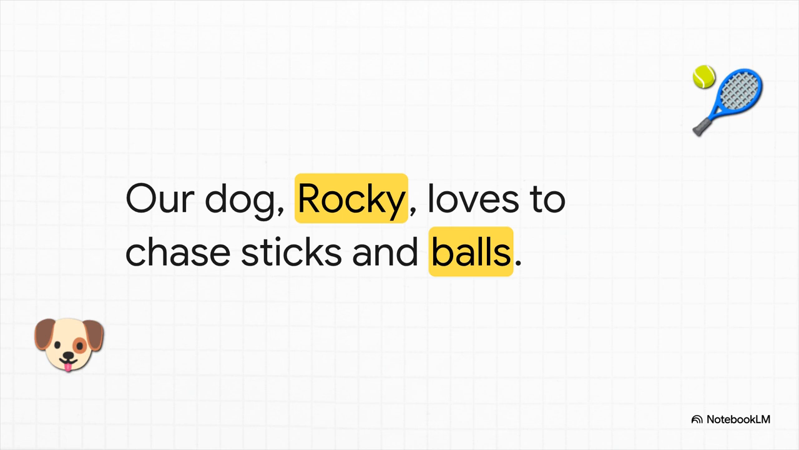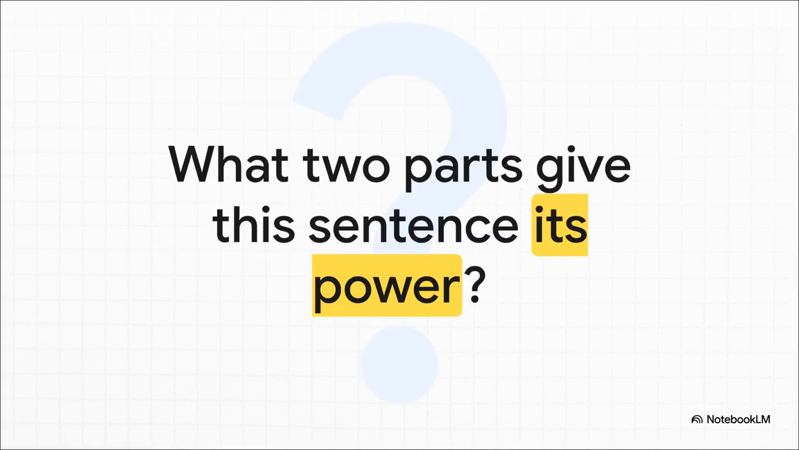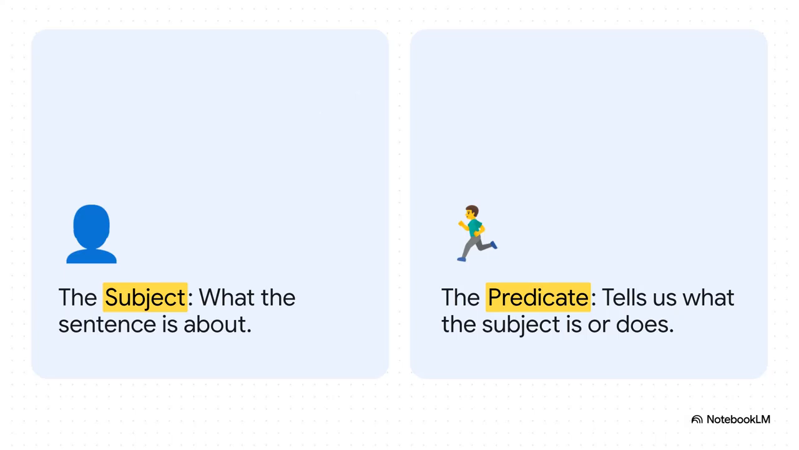Seems pretty straightforward, right? But what actually gives it that power? What are the two core pieces that are holding it all together and making it a complete idea? Let's break it down. And here they are, the subject and the predicate. It's really that simple. The subject, that's just what the sentence is about. It's the star of the show. And then you have the predicate, which tells us what the subject is or what it does. It's basically the action or the description. So you've got the who or what, and then you've got the so what.